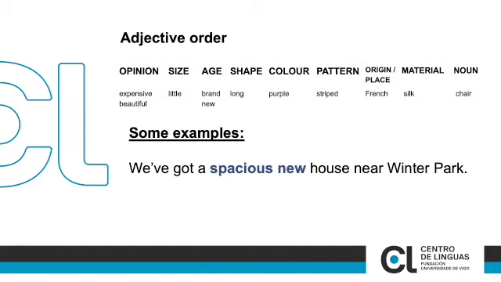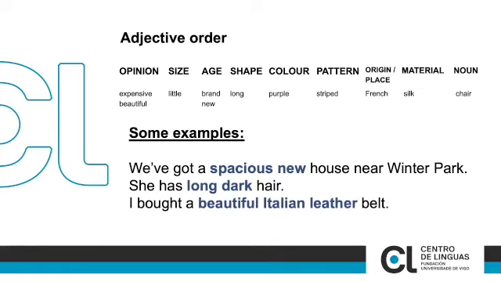Here are some more common examples. We've got a spacious new house near Winter Park. She has long dark hair. I bought a beautiful Italian leather belt.